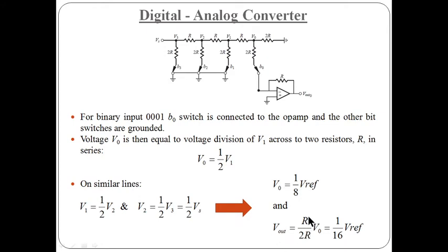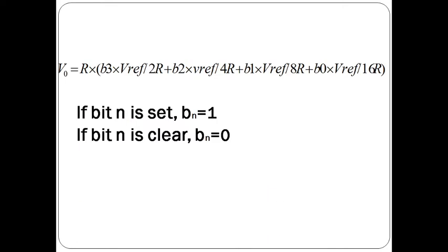V of output is equal to 2R upon twice R into V of 0, which is our average, which is equal to 1/16 into the V of reference. All these are the numerical terms. You need to learn it by heart.